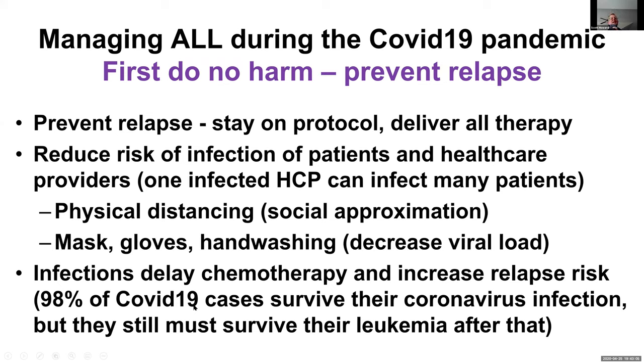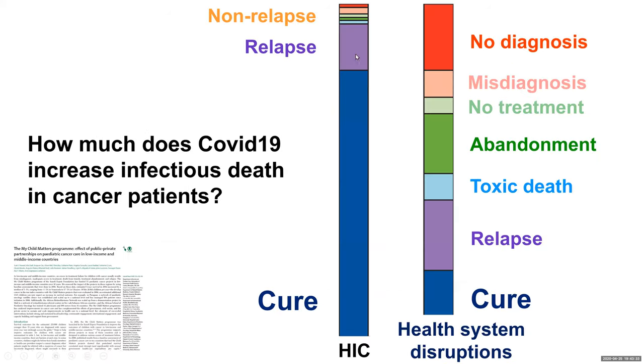And think about COVID-19, 98% of cases survive coronavirus infection, but they still have to survive their leukemia after that. So we can't just think of coronavirus. The chance of dying of leukemia is 15% if we do everything right. So the risk of dying of ALL is much higher than the risk of dying of COVID-19 disease, even if you get infected. So staying on the protocol means don't let this relapse get larger and become like this. And so giving the treatment is of course a critical part of this.